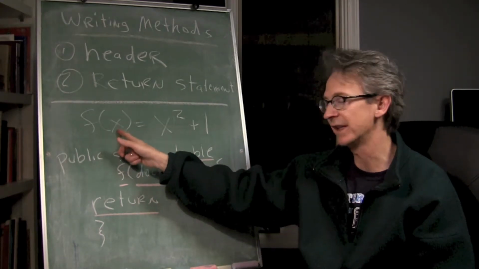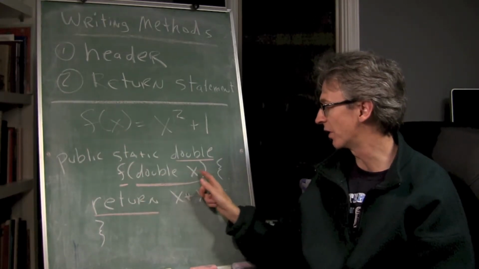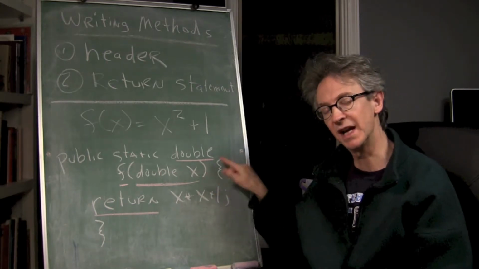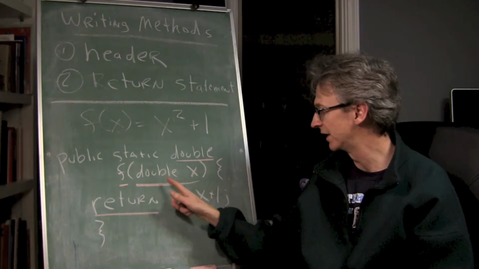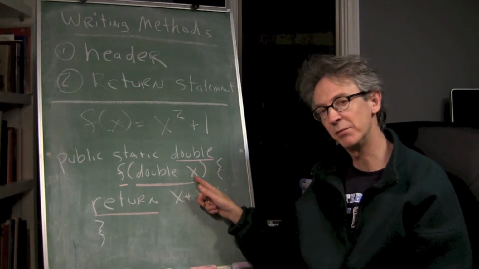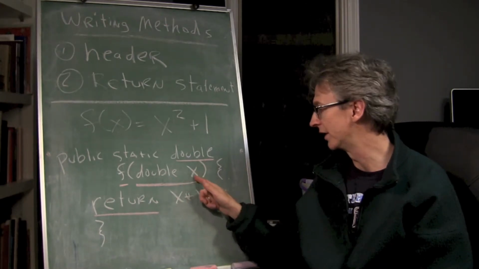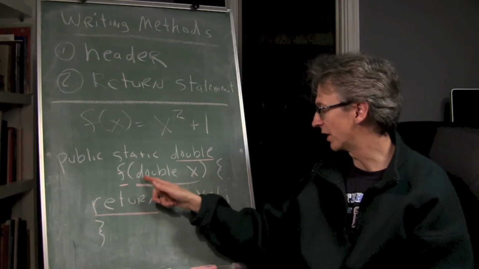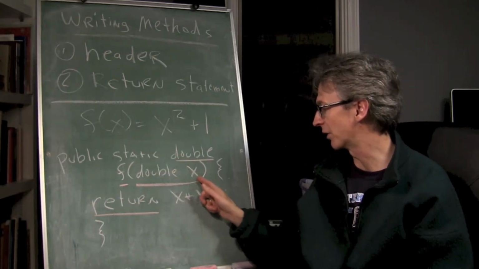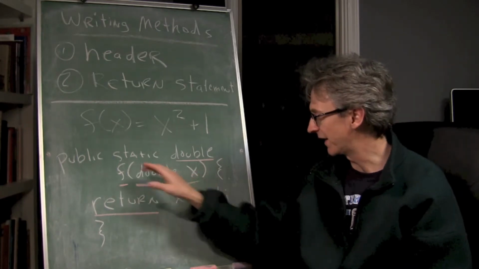And then in parentheses are the inputs to the method, and these are called parameters in Java. This function takes one input, so you just see one thing here. If there were multiple, you'd see commas. You need the data type of the input and the name by which this input will be known in the code, a parameter variable. So we're going to take in a double. We're going to call it x in the code, and that's the header.